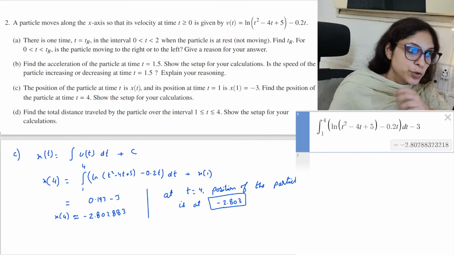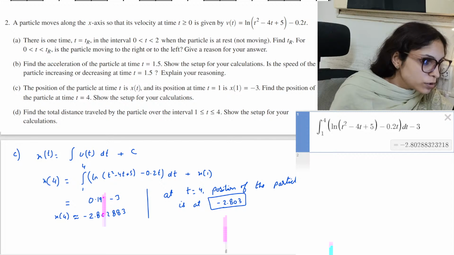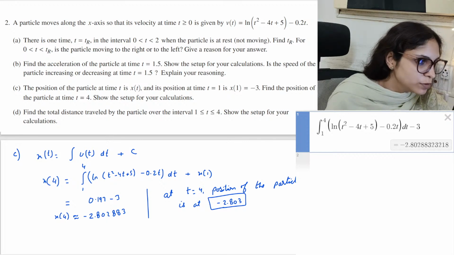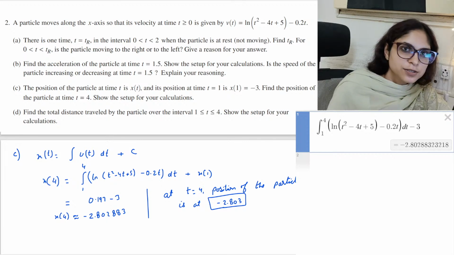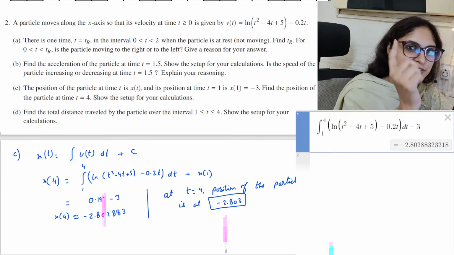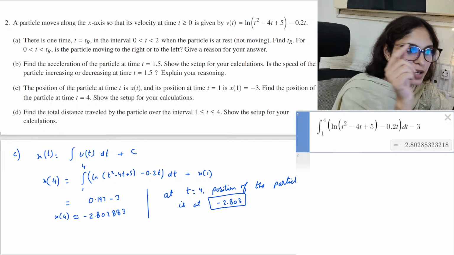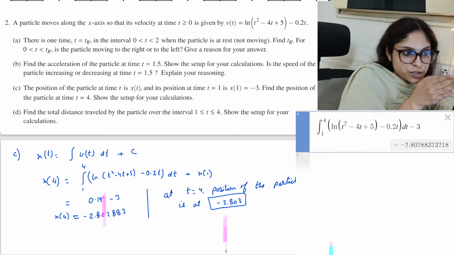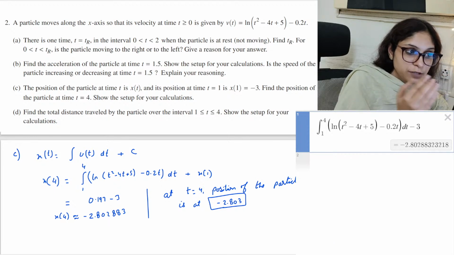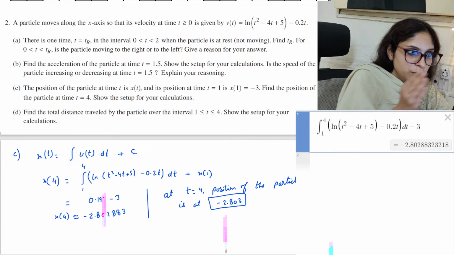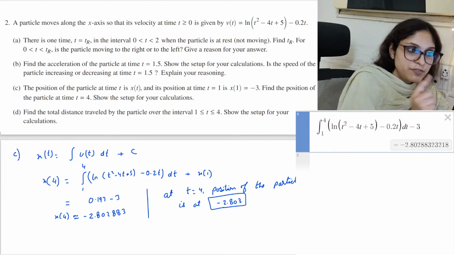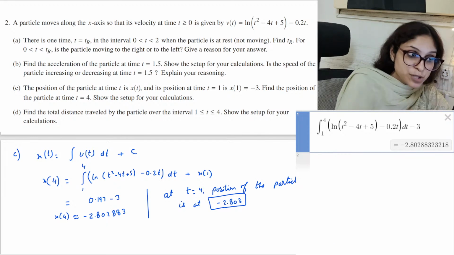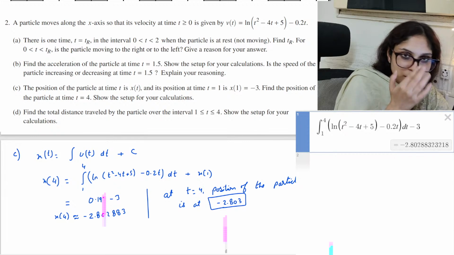Now the last portion, that is, find the total distance traveled by the particle over the interval 1 to 4. So now distance is not negative. Even if you're going like this and coming back, position will be 0 or position will be negative, but distance will not be negative. You have to add all the distances together. If this is 2, this is 2. If you're going 3 back, the total distance is 5. So we're taking the absolute value of the integral. Okay.